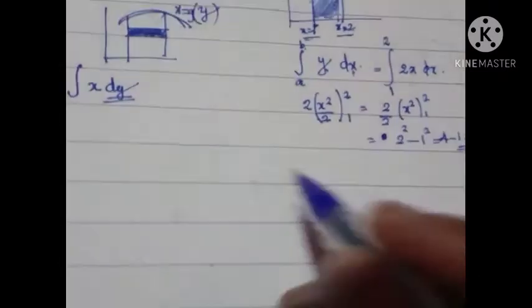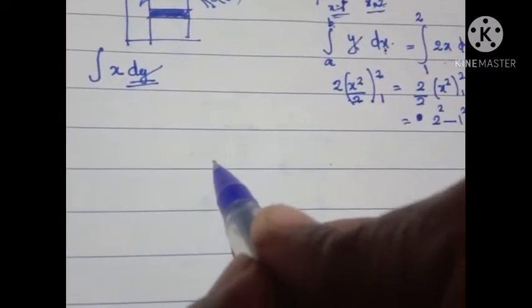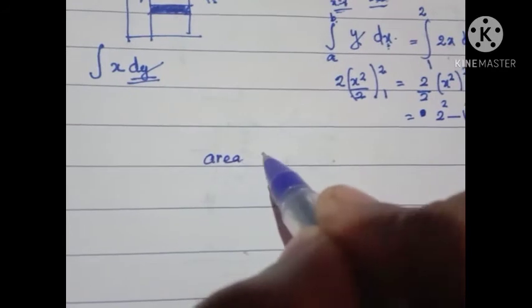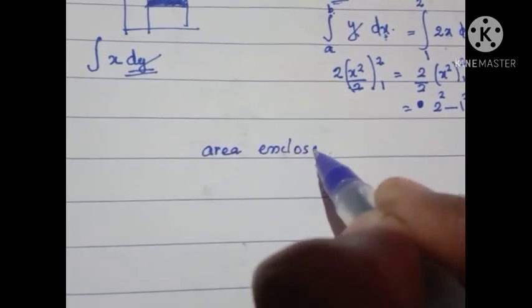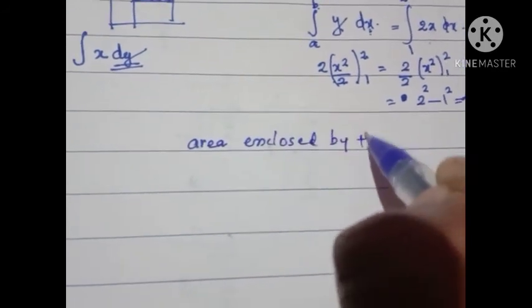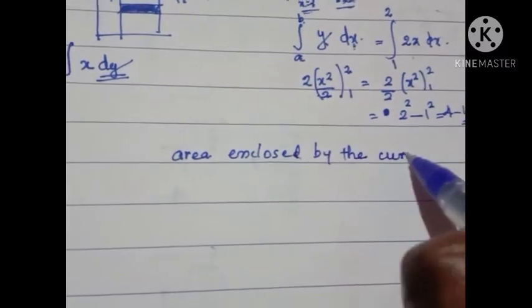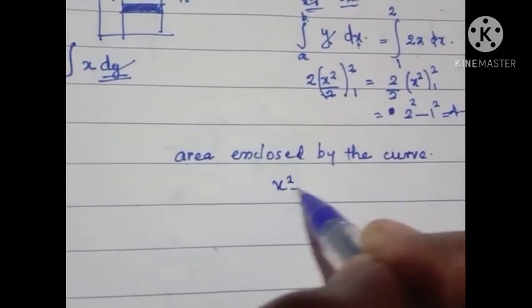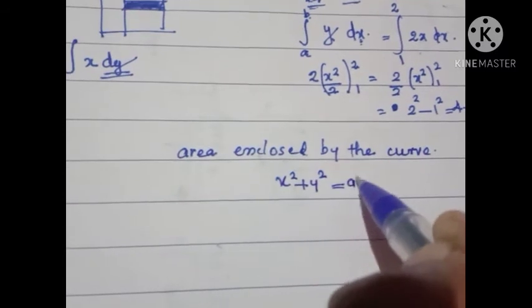Now see another question. Find the area enclosed by the curve x square plus y square is equal to a square.